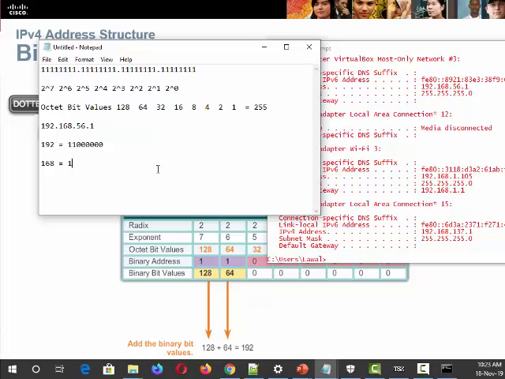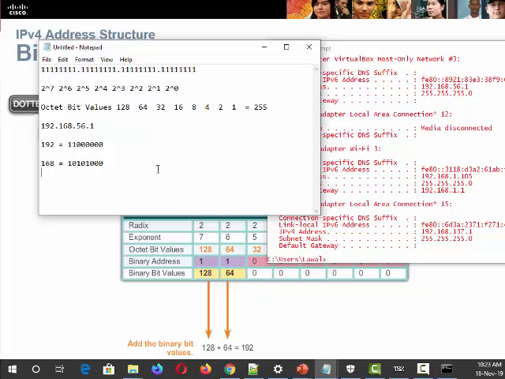So 64 cannot go in that 40. That means the bit of 64 is off. But 32 can go, right? The bit of 32 is on. Then remove 32, it remains 8. The next one is 16. 16 cannot go in that 8, so 16 is 0. Then 8 is 1. And that's the end of that, meaning the others are 0. That is the binary for 168.